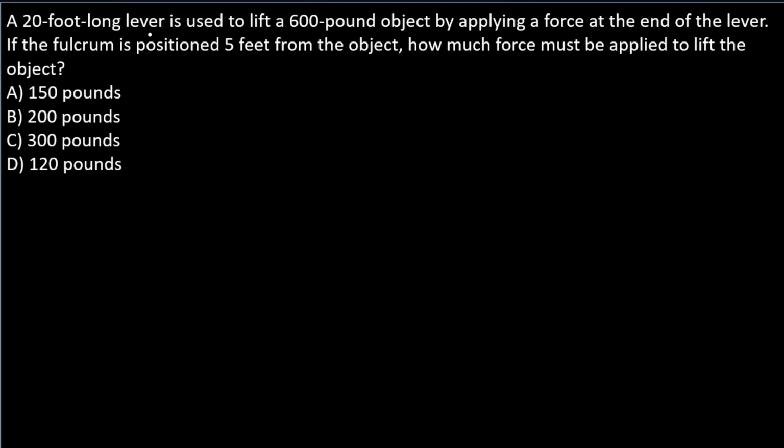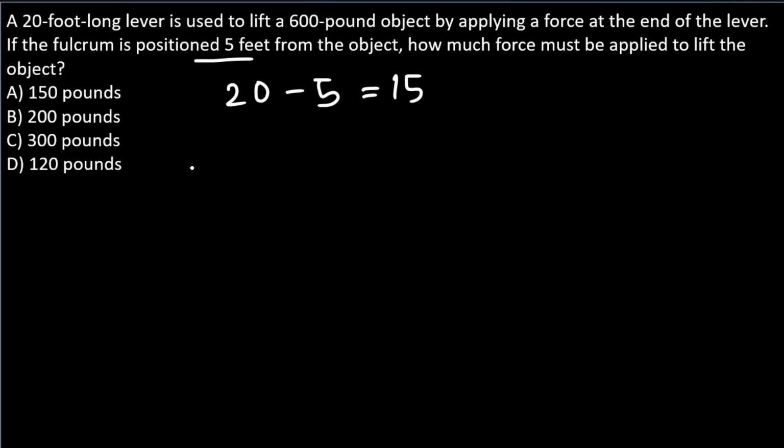A 20-foot long lever is used to lift a 600-pound object by applying a force at the end of the lever. If the fulcrum is positioned 5 feet from the object, how much force must be applied to lift the object? So here the lever length is 20 feet and the fulcrum position is 5 feet from the object, so we need to subtract from the total length of the lever, so it's 15 feet.